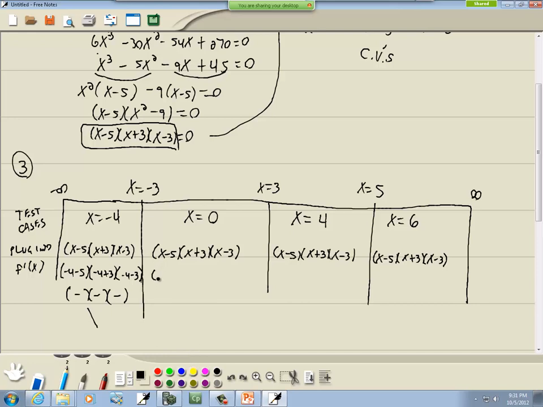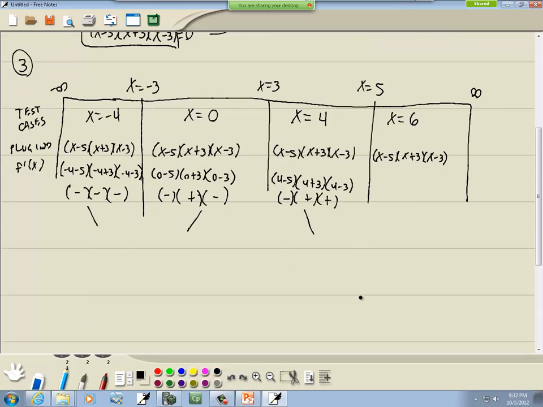Now if I put 0 in here, I got 0 minus 5, 0 plus 3, and 0 minus 3. Well, this is negative. This one will be positive. And this last one will be negative. Negative times positive is negative, times another negative is positive. So it's now increasing. If I put 4 in here, I got 4 minus 5, 4 plus 3, and 4 minus 3. 4 minus 5 is negative. 4 plus 3 is positive. 4 minus 3 is positive. Negative times a positive is negative, times another positive is negative. So this is decreasing.